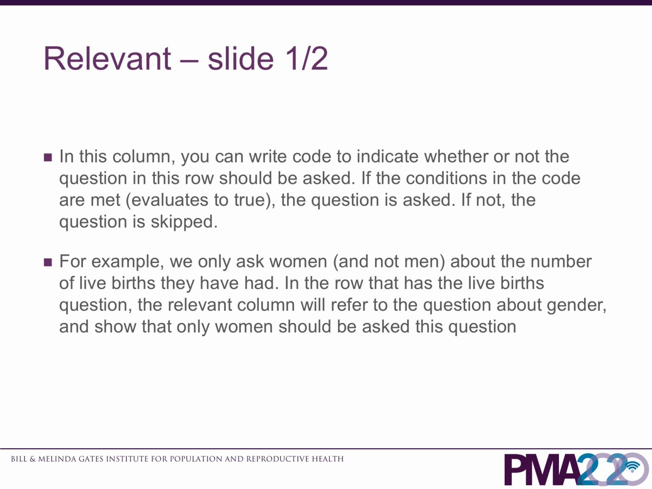One way that relevance is used is that we might want to ask only women and not men about the number of live births they've had. In the row that has the live births question, the relevant column will refer to the question about gender and will evaluate to true only for women and false for men.